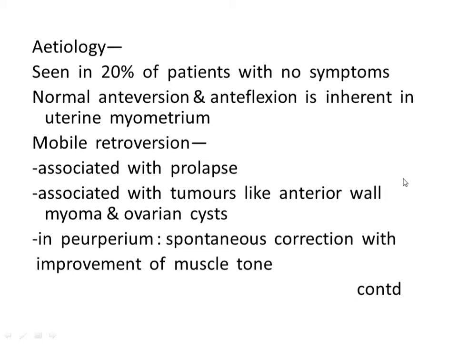Similarly, if there are large ovarian cysts, just by their physical presence, they push the uterus because the ovarian cyst is occupying the entire pelvis. Say a huge ovarian cyst, say, which is 20 centimeters in diameter. Naturally, it occupies the entire pelvis and then pushes the uterus backwards. So when it is associated with tumors like myoma and ovarian cysts, there may be a retroversion.